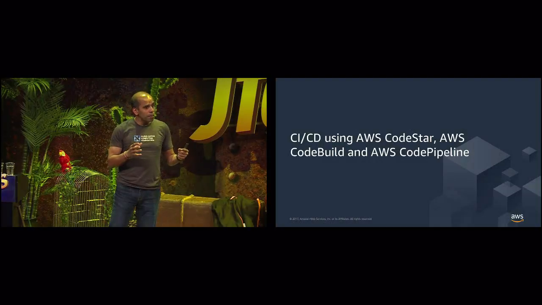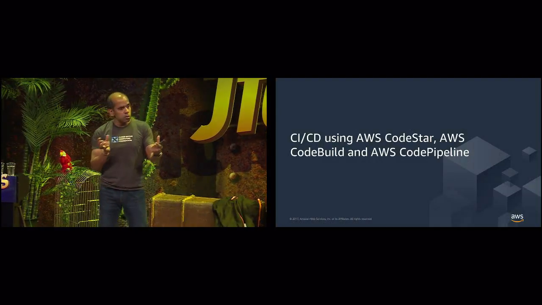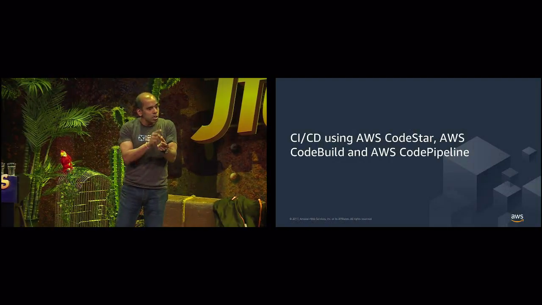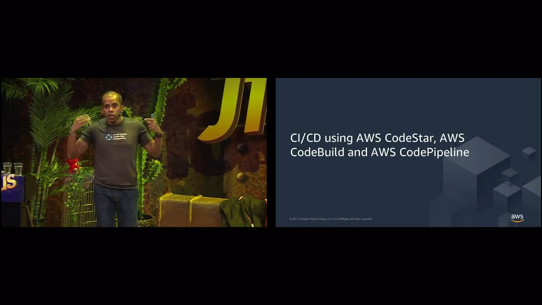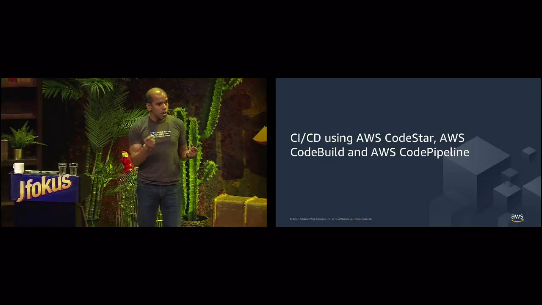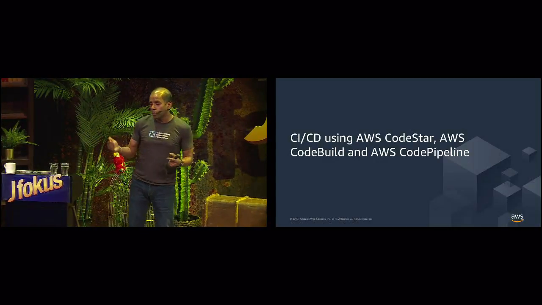Oftentimes, you end up figuring out, am I using Jenkins? Am I using NetBeans? Am I using Eclipse? How do I plug them together? Where are my Git credentials? How do I do context propagation? It becomes quite a nightmare experience. With CodeStar, I could literally start my project in a few minutes with a deployment pipeline ready to go. So let's take a look.